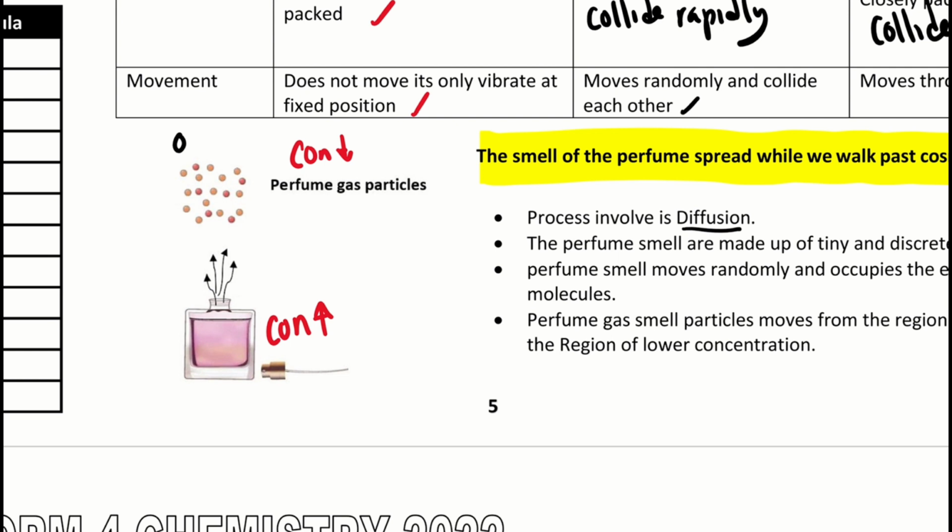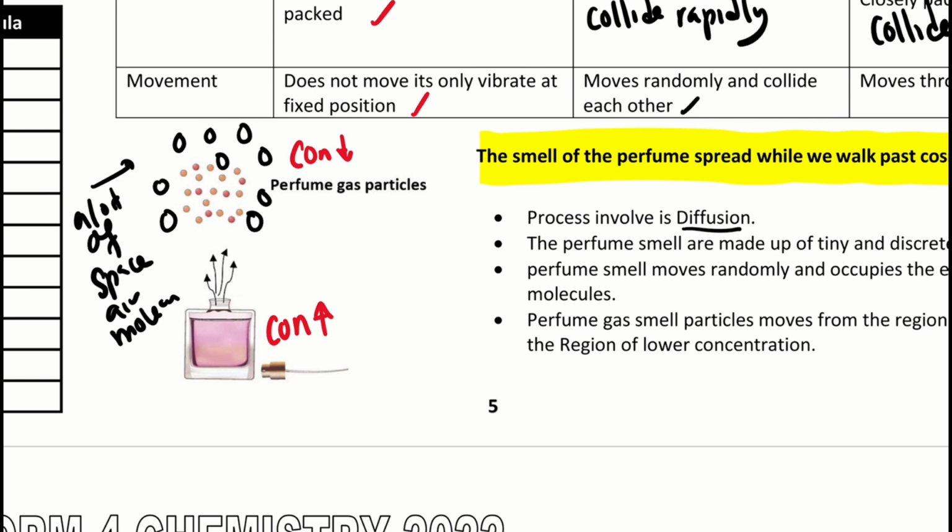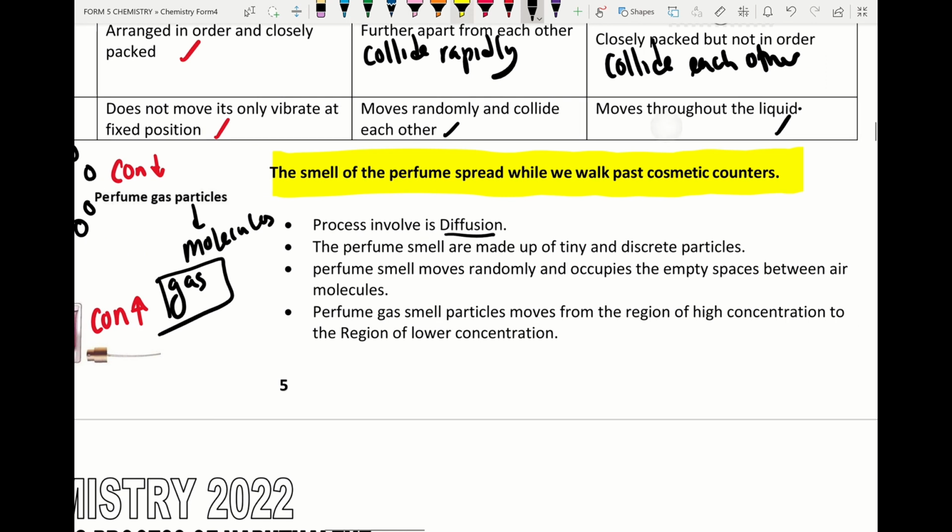So here we have air molecules. Air molecules have a lot of empty spaces between them. Please remember, this perfume gas particle is made up of molecules. They will move randomly. So this is the investigation of the rate of diffusion in gas. The answer is by using kinetic theory. How to explain this process?